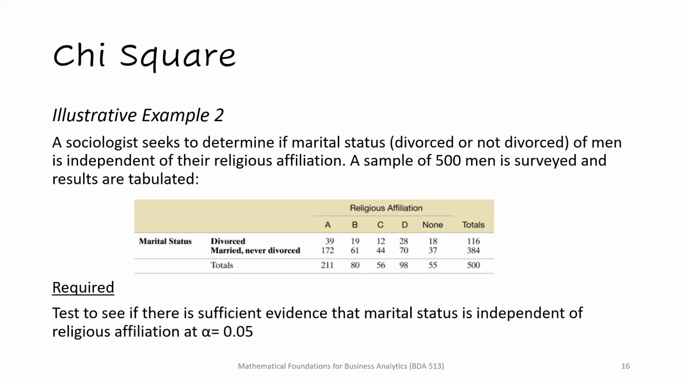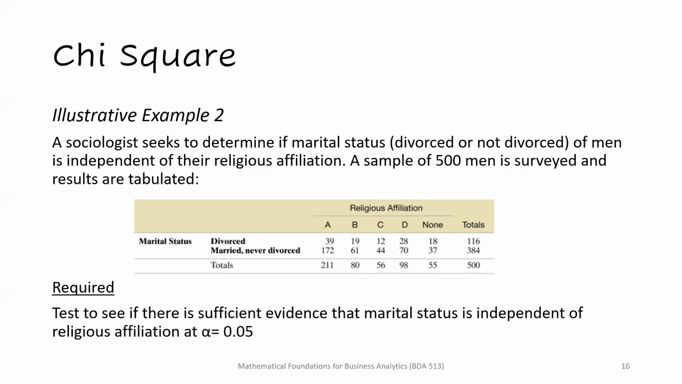So let's take this second example. A sociologist seeks to determine marital status, divorced or not divorced. Remember that we are dealing with categorical data. The sociologist wants to determine whether marital status is independent of religious affiliation. A sample of 100 men is surveyed and the results are tabulated.